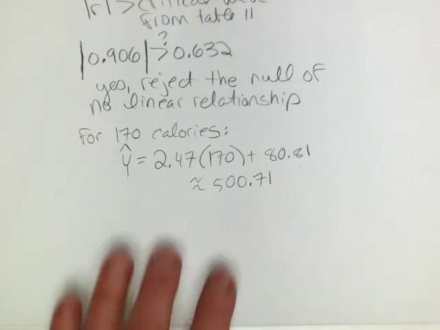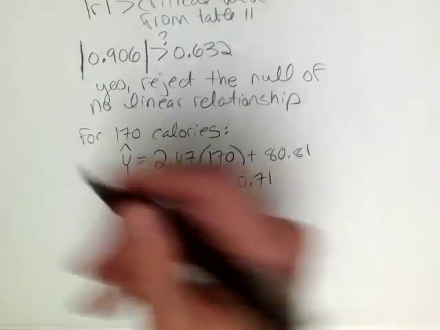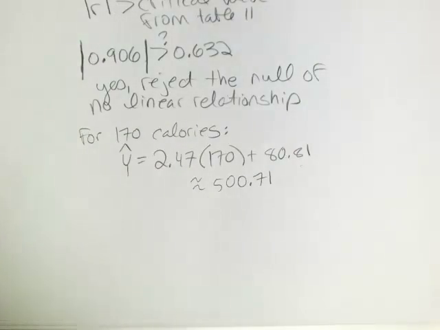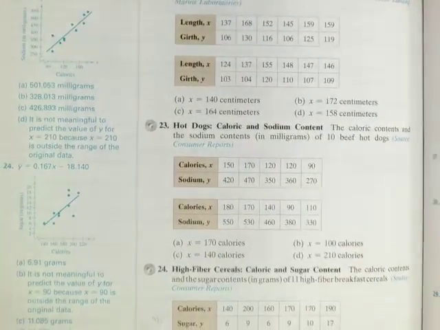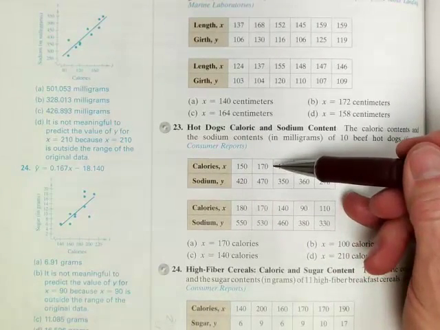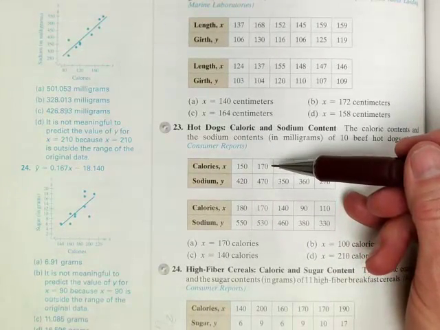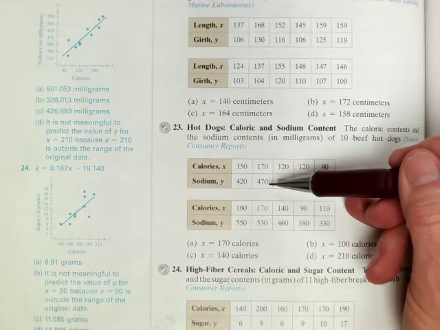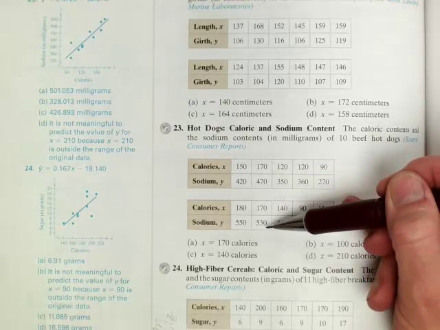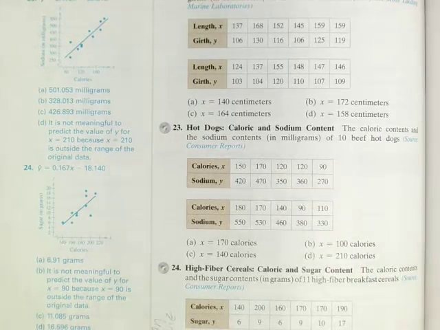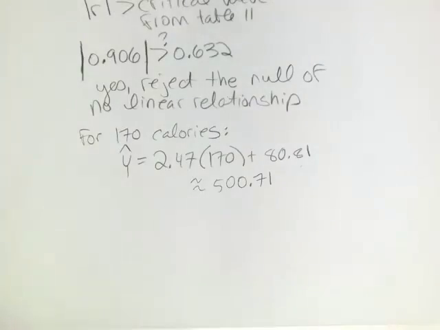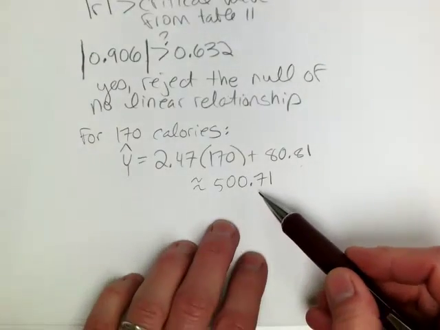That's 500.71 milligrams of sodium. If we look at our table, we have two actual values corresponding to 170. One observation was 470 milligrams and another observation was 530. The predicted value using the regression equation was 500.71.